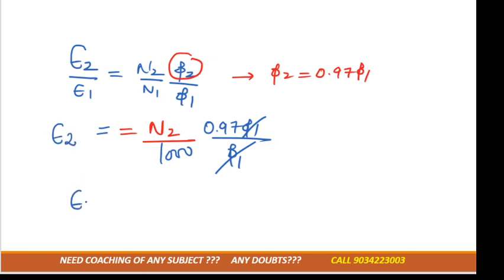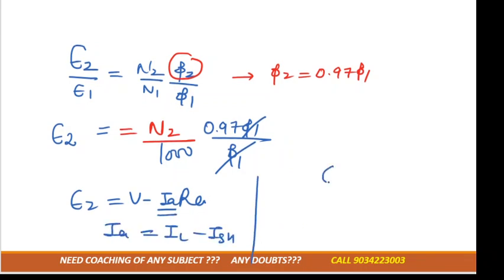We have calculated E1 value by the formula V minus IaRa. Ia is different. Again, Ia is equal to IL minus Ish for no load, and E1 is equal to V minus IaRa. Again this Ia would be different because of the load current.